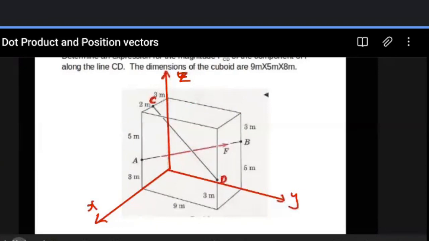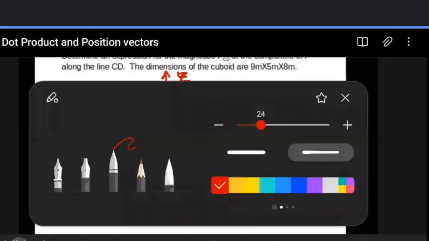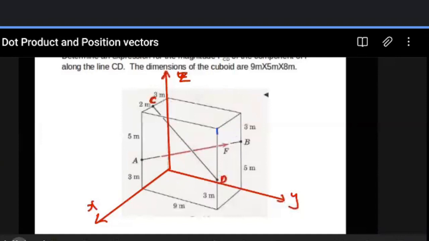One of the students who shared this question with me, in their solution, they made a mistake, and the mistake they made was to position D along the y-axis. You have to see from the diagram that D is not along the y-axis. It is literally along this line. Let me draw it in blue. D is along this line. This is where D is.